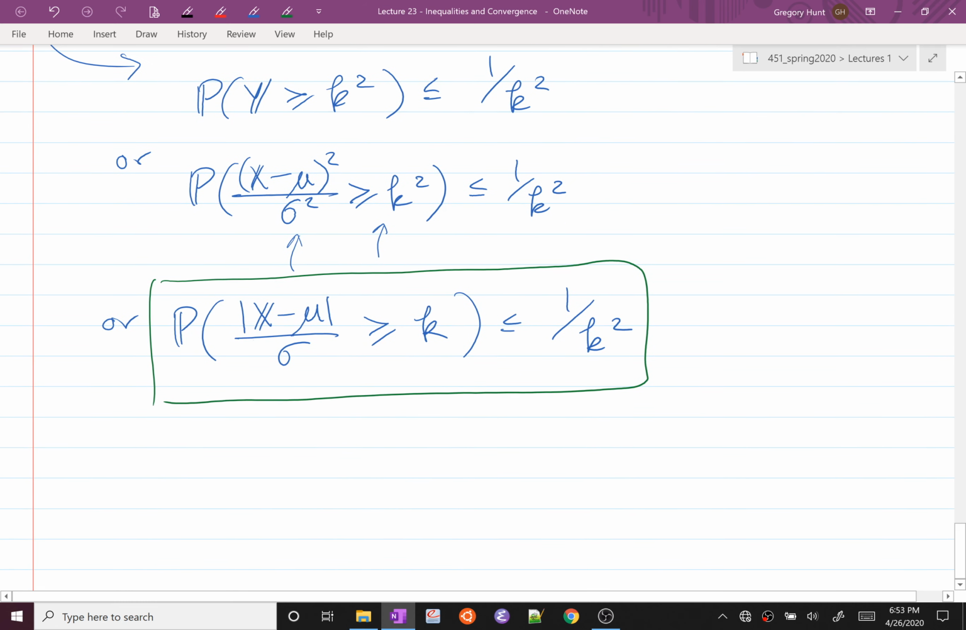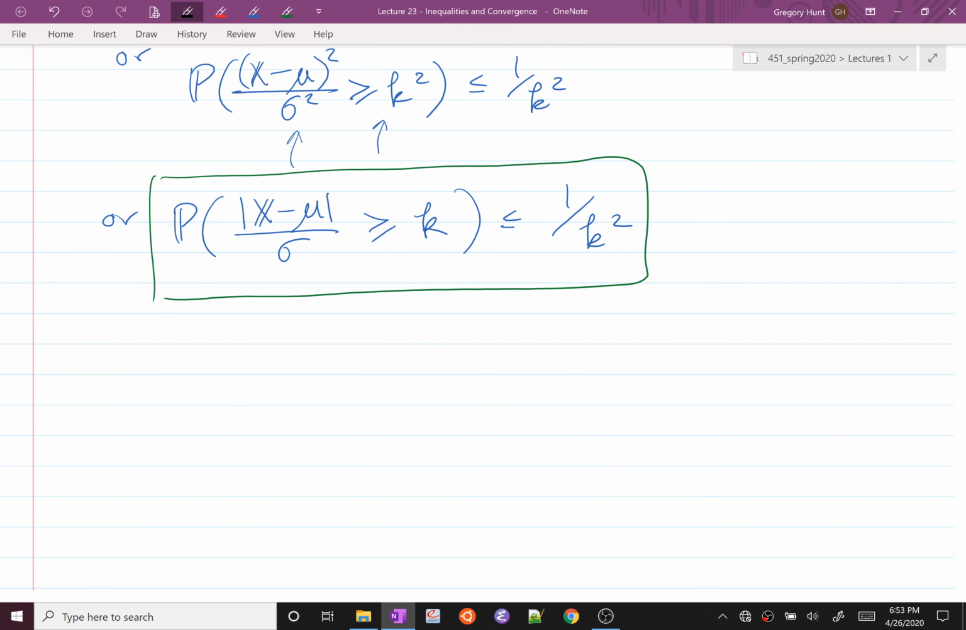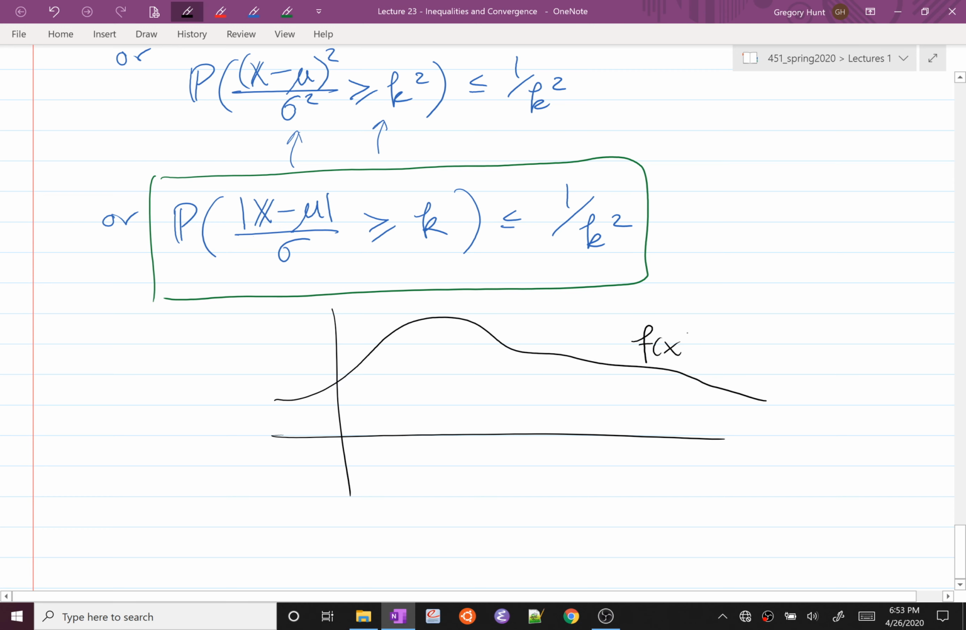And one way to think of Chebyshev's inequality is that if I have a picture, so here is my PDF or PMF, and I look at the mean, so maybe my mean is here, and I can look at some number. If you read the statement, it's that if I look at, this is like mu plus k times sigma, and this is mu minus k times sigma.